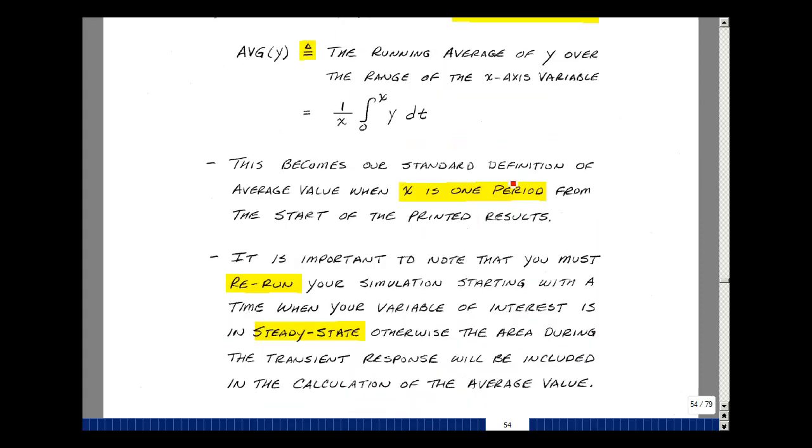This becomes our standard definition of average when x is 1 period, from the start of the printed results. It's important to note that you must rerun your simulation, starting with the time when your variable of interest is in steady state. Otherwise, the area during the transient response will also be included in the calculation of average value, and we won't get the right answer.